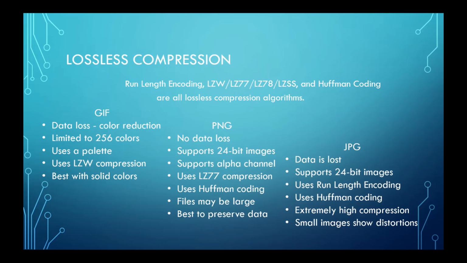This format is best used to preserve the original data. JPEG files. Data is lost. JPEGs lose a lot of data. They support 24-bit color. They also use run length encoding for half of the data. The other half is used with Huffman coding. JPEGs offer extremely high compression rates, and small images will show distortions.